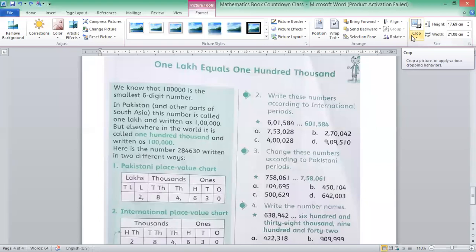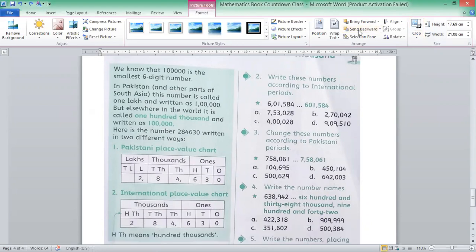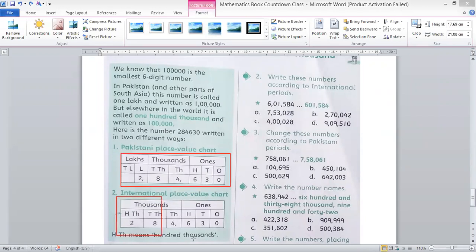Now boys, I am going to tell you how we write a 6-digit number in the international way, and also how we compare the Pakistani place value chart with the international place value chart. Look at page number 7. There are two charts. The first chart, the place value chart, is given in the Pakistani way. The second is in the international way.